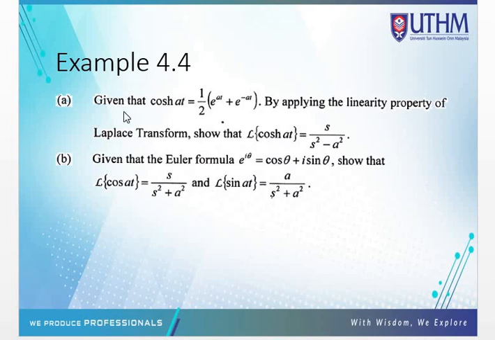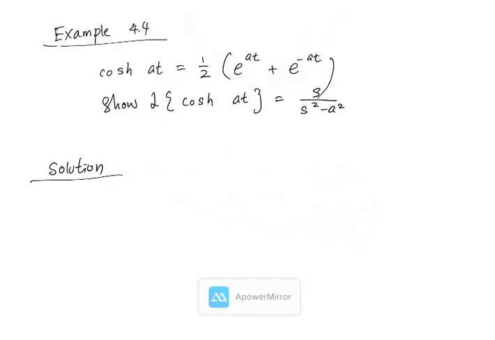Next, we move to another example. Given that cos at is equal to half of the exponent at plus exponent negative at, by applying the linearity property of the Laplace transform, show that the Laplace transform of cos at is equal to s over s squared minus a squared. To solve this question, we take the Laplace transform of cos at.